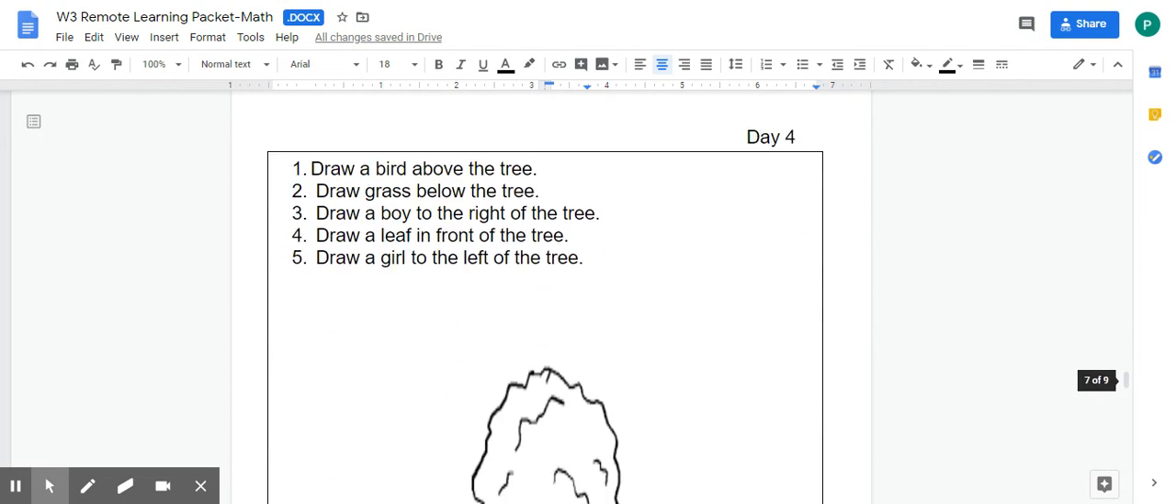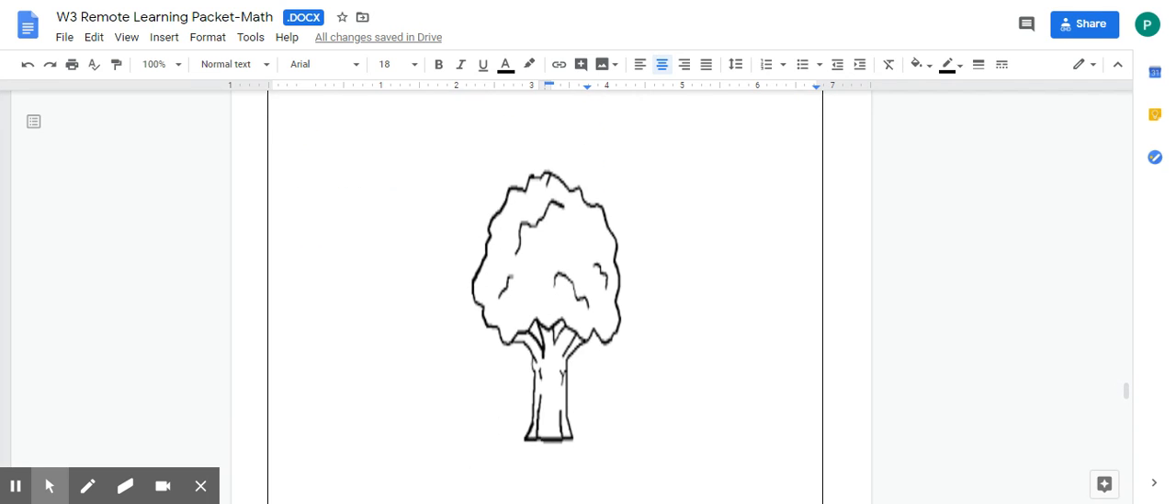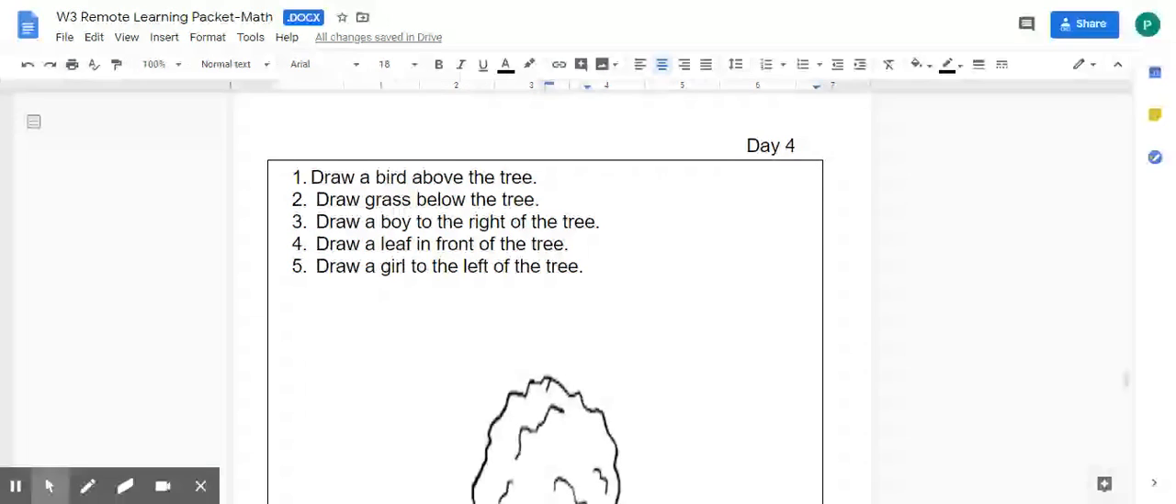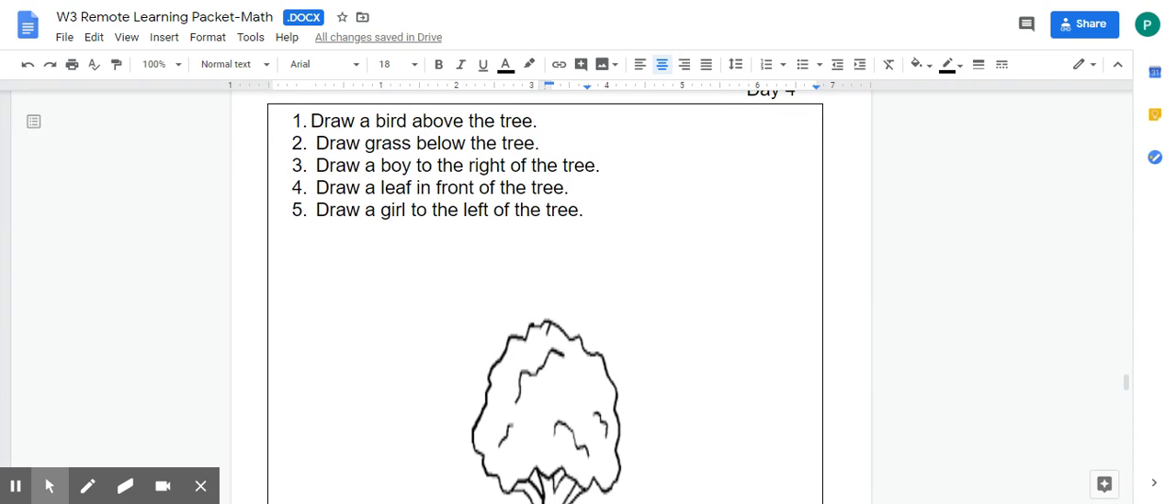Let's take a look at day 4. Day 4, you'll have to follow some directions. So you have 5 different directions you're going to do. Number 1, we're just going to do number 1 together. Draw a bird above the tree. So now I have to remember, what does above mean? Oh, I remember above means on top. So on this page, I'm going to draw a bird. Not the best bird, but that's my bird above the tree.